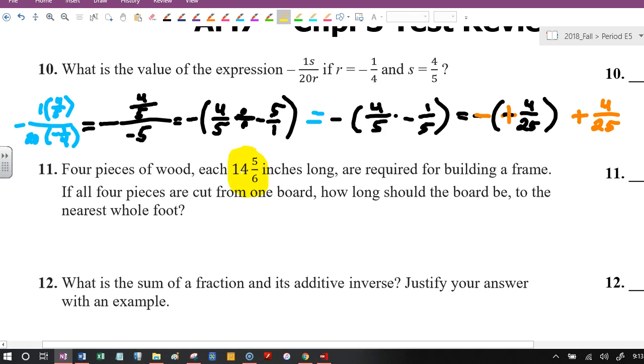What do we do with that? We want to change that to an improper fraction because we're going to be multiplying that by 4, because 14 and 5/6 is the length of one piece. And there are 4 pieces. I think it's easier if you don't change it to improper, but we'll do it your way too. Go ahead. So 14, how do we make that an improper?